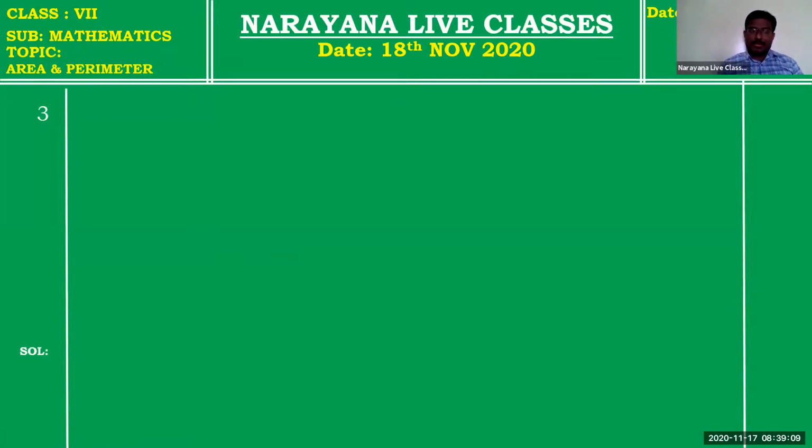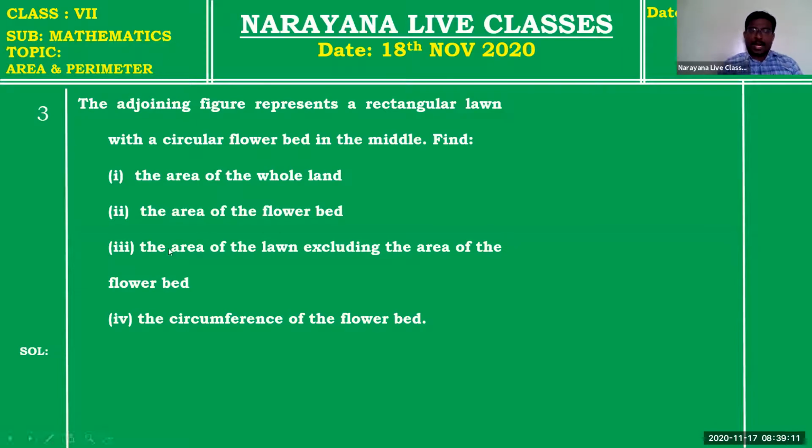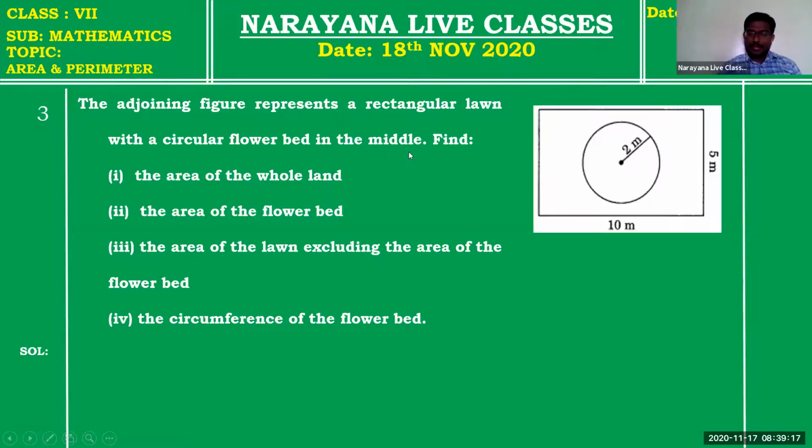Next, if you come to the third question: the adjoining figure represents a rectangular lawn with a circular flower bed in the middle. So here we have a rectangular lawn, and here a circular bed inside the lawn. The area of the whole lawn is what, ma'am? The area of a rectangle. Next, the area of the flower bed, that is the area of a circle.